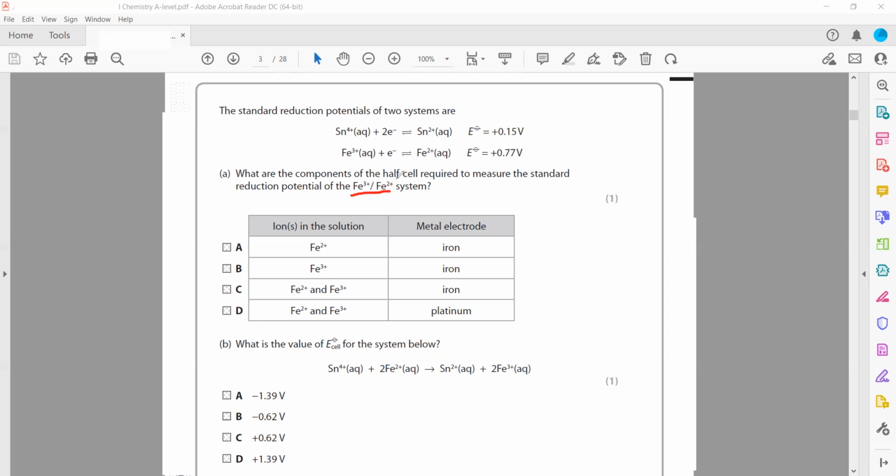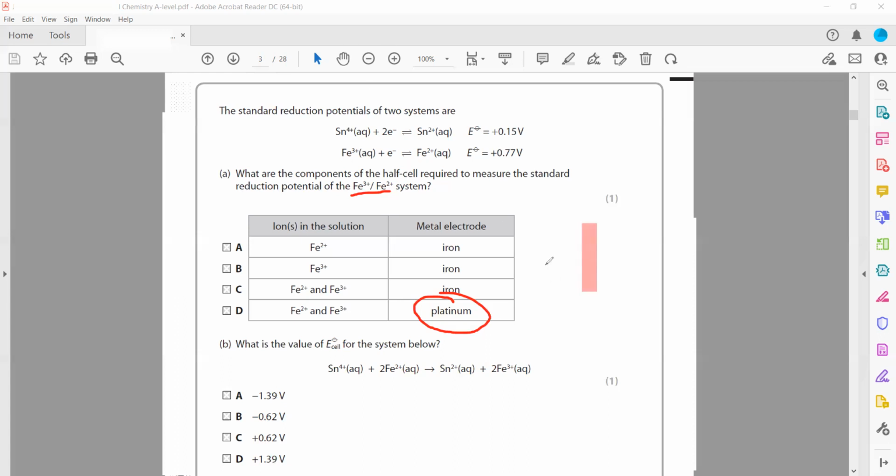As you can see, there is a change in oxidation number, like +2 or +3. Either +3 can change to +2 or +2 can change to +3. Whenever there is a change in oxidation number, but a metal atom is not formed, or ions are not forming atoms, or atoms are not forming ions, the electrode which we use should be platinum. We don't need an iron electrode, we need a platinum electrode.